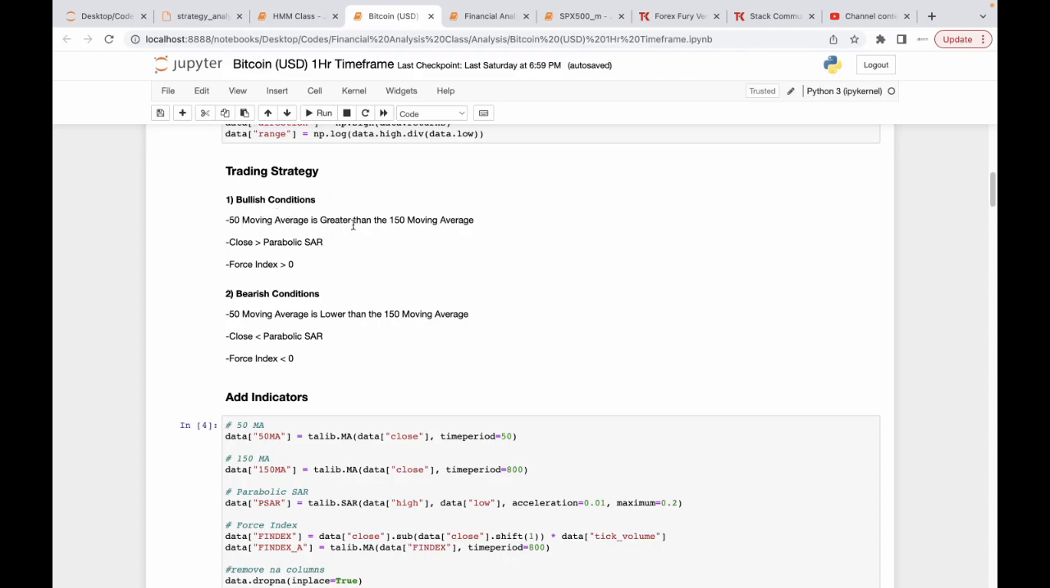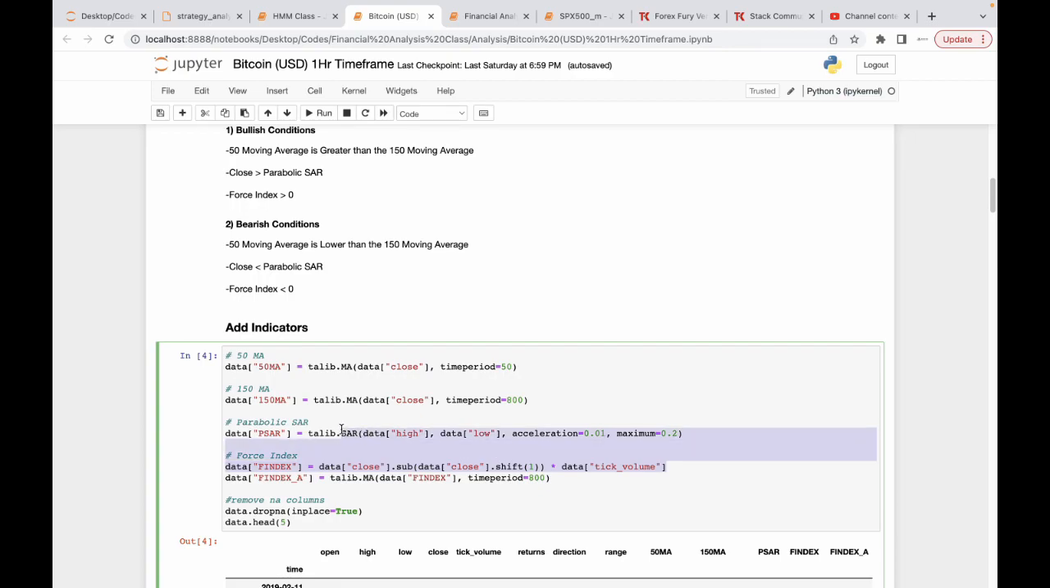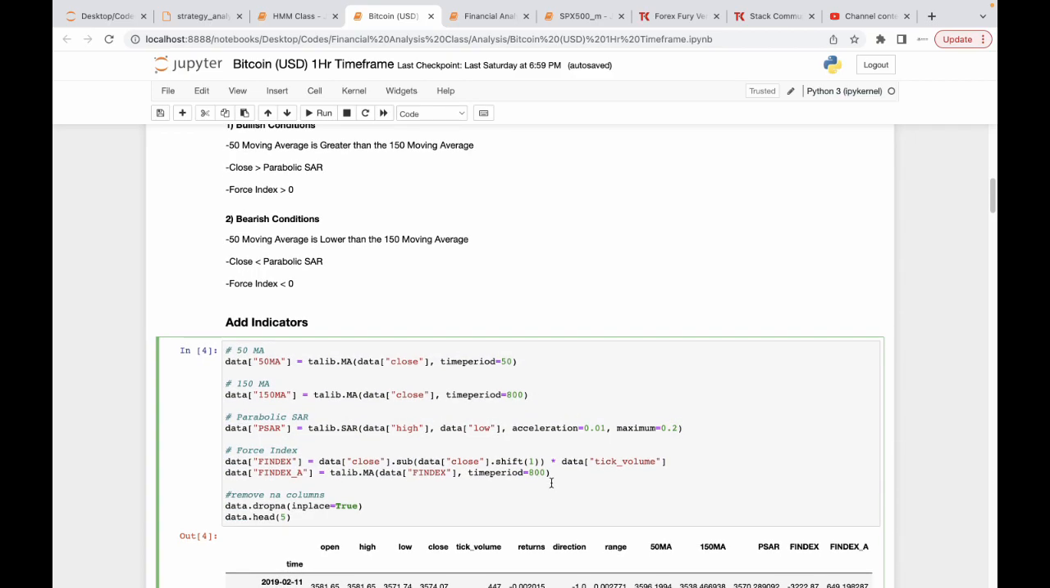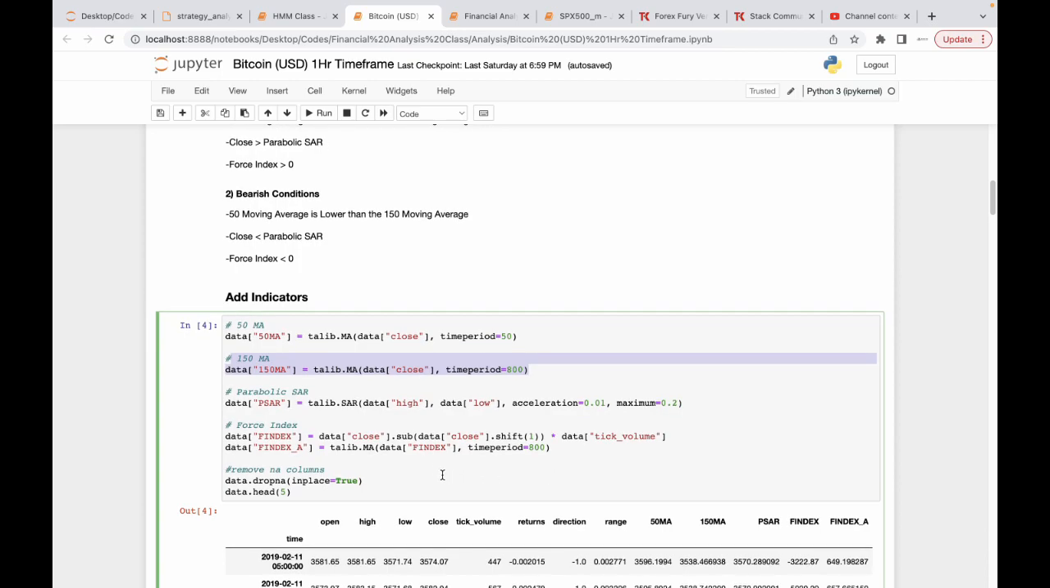Okay, 50 moving average greater than 150, close greater than SAR, first index greater than 0. We also have the moving average here lower than 150, close lower than the parabolic SAR, and the first index to be less than 0. So you can see we added all the multiple indicators here, and then we proceeded to add the average of the index. So you can see we changed the moving average from the 150 to 800. So basically here we are now trading on the 800 moving average. Okay, so rather than the 50, this proved to provide a better performance than the default 150.